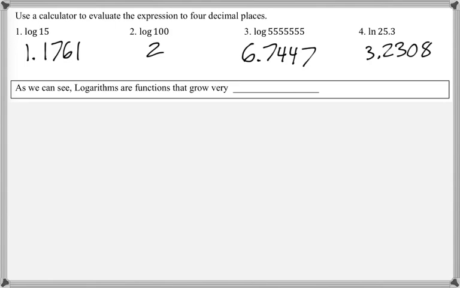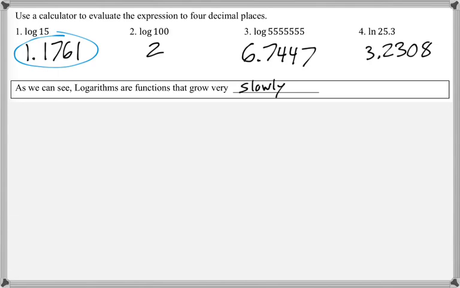Okay, so in the last section we dealt with exponential functions, and they grew very quickly, like really fast. But with logarithms, these functions actually grow very slowly. So if you look at number 1, if you plug 15 into the logarithmic function, then you get 1.176.